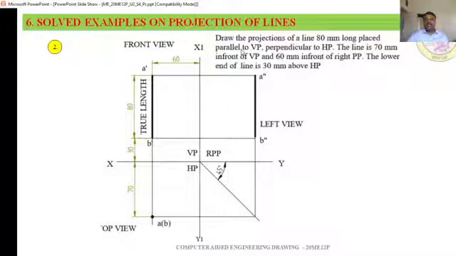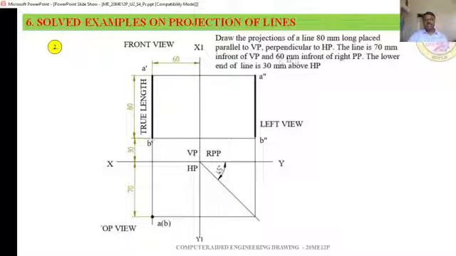The line is 70 mm in front of VP. You take any one line, and the lower end of the line is 30 mm above HP. You take any one point, from here you measure 30 mm. The lower end of the line is small b in the top view. In the front view, the lower end is B dash, and the upper end is A dash. So locate this B dash, 30 mm above HP. And from here, you measure 80 mm true length. As this is perpendicular to HP, it will look like a vertical line, and locate this A dash. Now you connect this A dash and B dash. This itself, the true length line, is the front view.